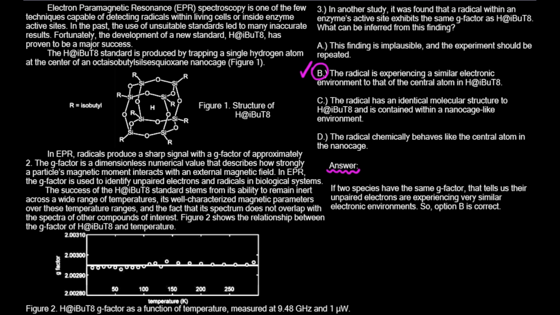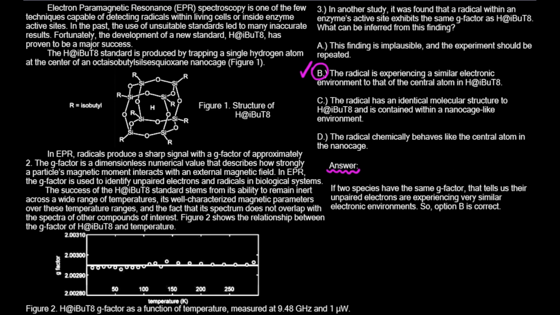Let's break this question down together. What is this question really asking us? It is asking us to determine what the G factor represents. We are told in the passage that the G factor describes how strongly a particle's magnetic moment interacts with a magnetic field, and that this value is used to identify unpaired electrons and radical species.